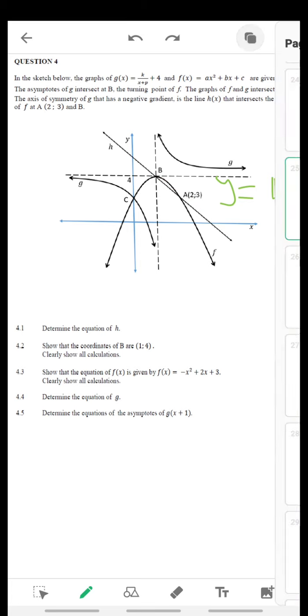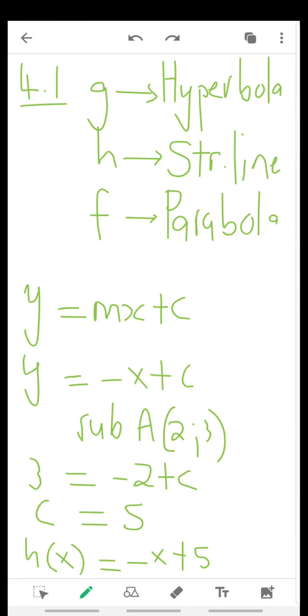So the equation, remember, it will be y equals mx plus c. It's a straight line, but since it's an axis of symmetry, its gradient will be -1, because it's the axis of symmetry line that has a negative gradient. If it was the axis of symmetry line with a positive gradient, then it will be just 1. Okay, so y equals -x plus c.